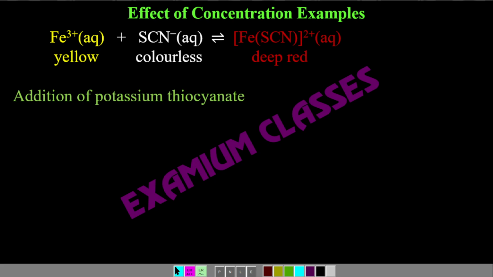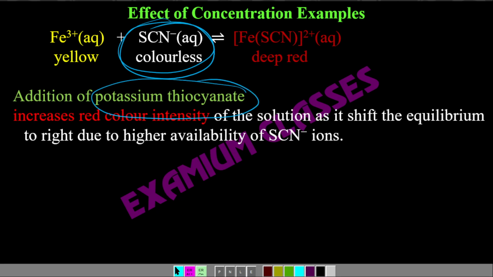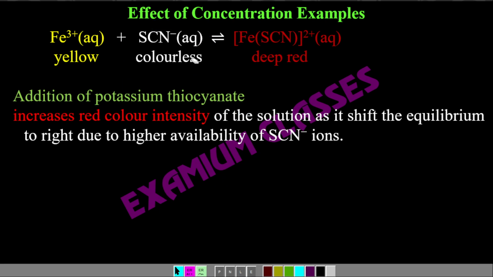Next, we add potassium thiocyanate. We already have thiocyanate ions here. Potassium thiocyanate will also provide the same ions. So it means the system will try to decrease the concentration of SCN minus. Potassium thiocyanate will give you K plus and SCN minus ions.